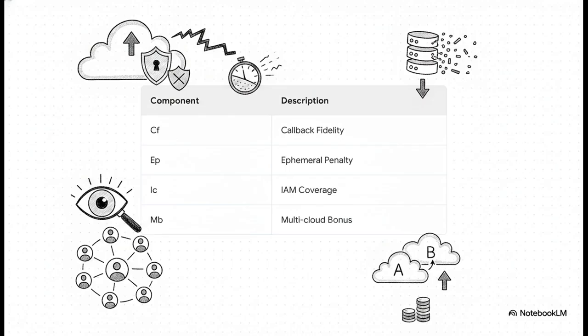Then we have IAM coverage, and the multi-cloud bonus if we happen to catch them crossing different cloud platforms. But the absolute crucial one to watch is the ephemeral penalty. We actively penalize the score based on how fast the cloud erases evidence due to routine infrastructure churn.